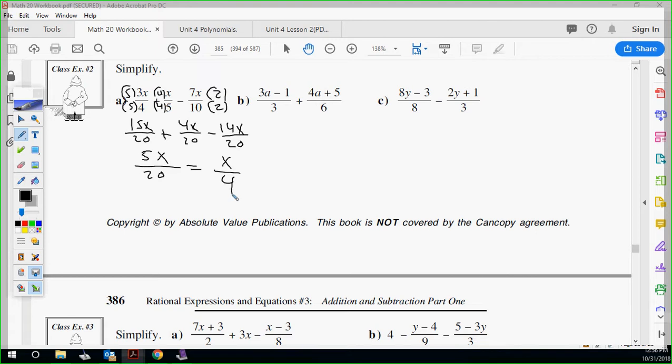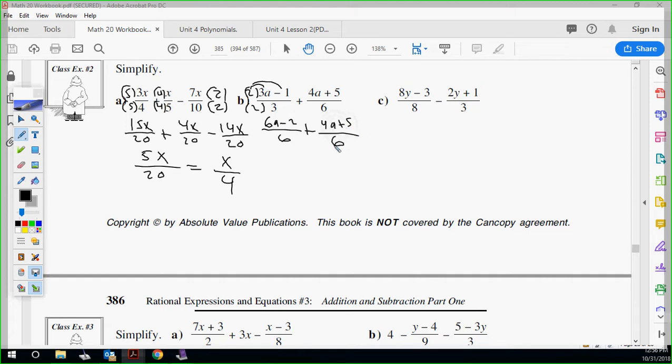Okay. What's nice about B? You don't have to do one of them. 3 goes into 6. I don't have to do anything in the 6. I can times this one by 2 and call it good. Now careful. So I'm doing that one by 2. I do have to distribute. It doesn't go just to the A. It goes to both of them. So this new one is going to be 6a minus 2 over 6 plus 4a plus 5 over 6.